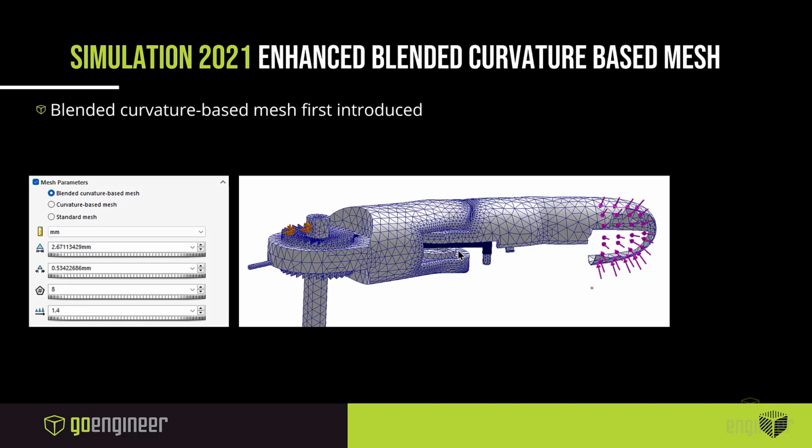Now segueing into the 2021 feature, the Enhanced Blended Curvature-based Mesh. As a standard, this became the default mesh that you would start with whenever you run a study. Over on the left, you can see that there are some extra options versus the standard mesh. But what's really cool about the Enhanced Blended Curvature-based Mesh is that they have enhanced the efficiency of it, and it works really well with really crazy geometry in our model.